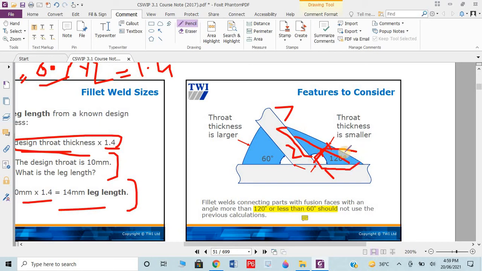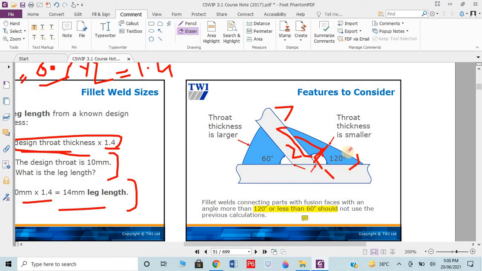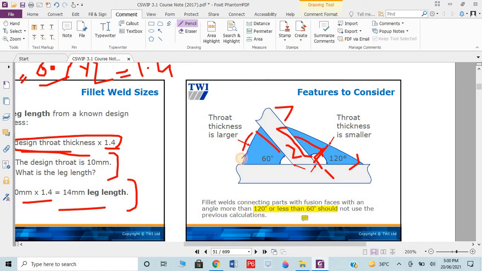This is also something to remember: where the throat thickness becomes smaller, that is more than 120 degrees, or less than 60 degrees. Less than 60 degrees, how? Suppose up to here we have this throat thickness, and if I reduce the angle of part B and it becomes here, then I need to do the welding up to here. You see, from the root to this point, that was the initial throat thickness. Now by reducing the angle, that is the actual throat thickness.